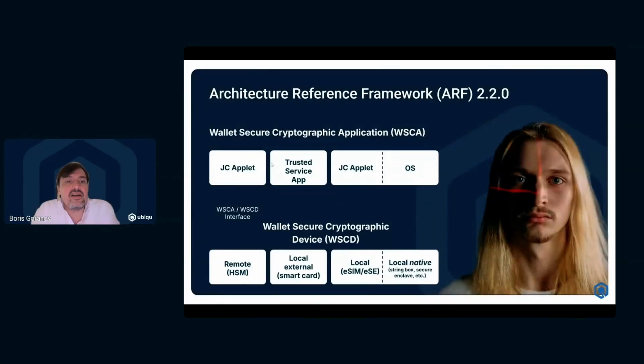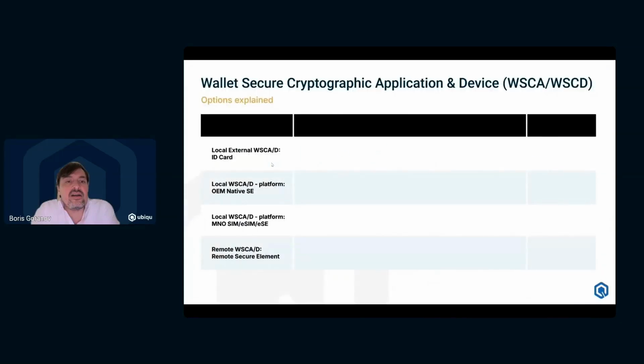So if we go back to the architecture reference framework, and the latest version is 2.2, the architecture reference framework says that, okay, for a secure element of a wallet, there are 4 options. You either have a remote HSM option, a local option, a secure SIM option, or an identity card. So the first option is the classical identity card option. You have an identity card from the government, and you use your identity card that's specially provisioned to work with the wallet. And then every time you want to use the wallet, you have to tap your identity card.